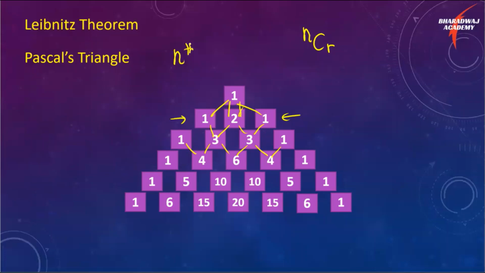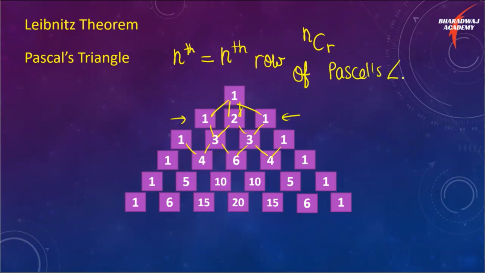the coefficients will be nothing but the numbers in the nth row of Pascal's triangle. Yes, for example, if I ask you the sixth derivative, you have to take the sixth row.